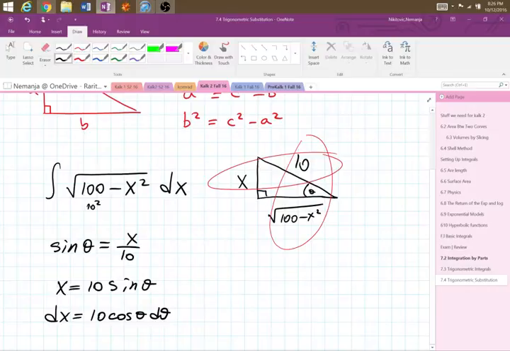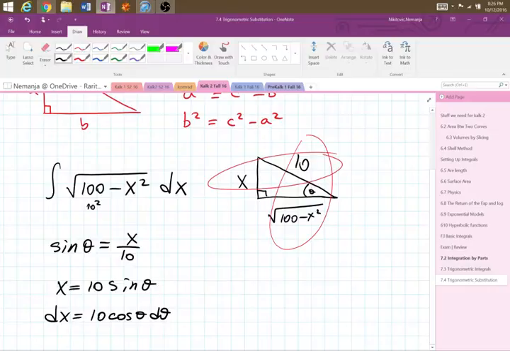You said you're casting what? X into thetas. See, x is in terms of thetas. So now you have dx in terms of d thetas. And now, yes, x is u, and theta is x.